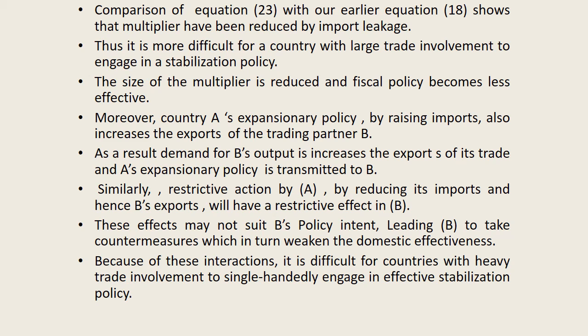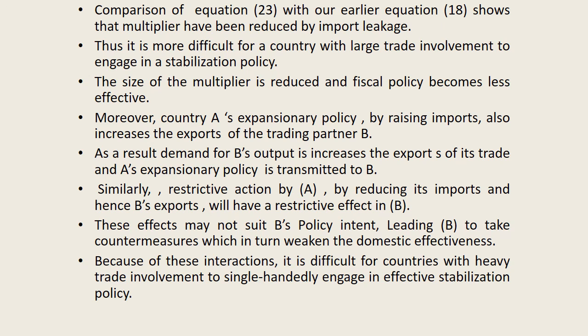هنا يا جماعة في الحالة دي المultiplier نقص ليه؟ بسبب التسرب الناتج من الواردات. Thus it is more difficult for a country with large trade involvement to engage in stabilization policy. لما يبقى في قطاع تجارة خارجية كبير ده بيدي صعوبة على الدولة انها تحاول اتباع سياسة التثبيت الاقتصادي. The size of the multiplier is reduced and fiscal policy becomes less effective. Under this case, the effectiveness of fiscal policy is reduced as a result of the reduction in the size of the multiplier.